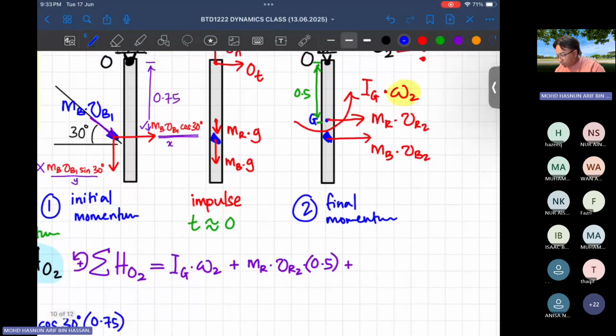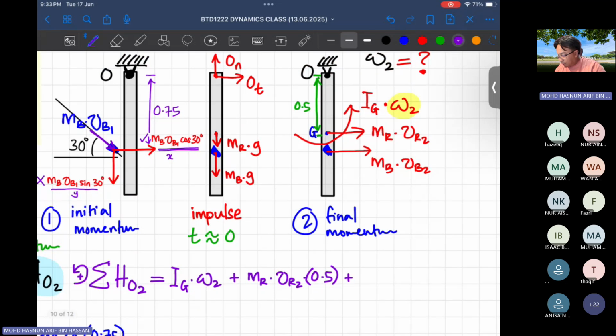Okay, so coming back to this, MRVR2 times 0.5 dah settle. So for MBVB2, the distance will be the same like this one, 0.75. So now tadi kita pecahkan dua. Now when the bullet has been embedded in the rod, it doesn't have the angle anymore. Dia akan move together with the rod. So now we have here MB times VB2 times the distance 0.75. All right.